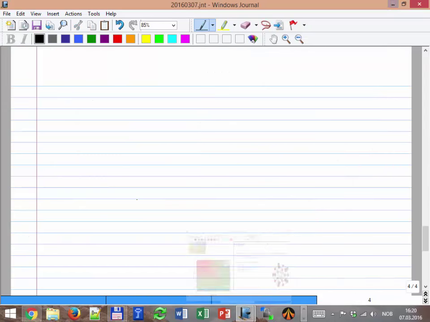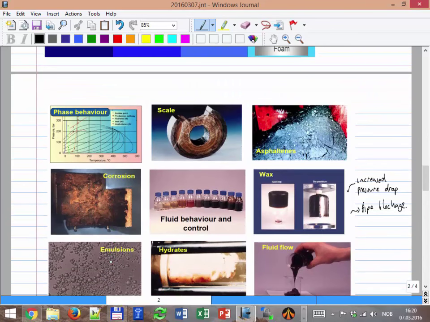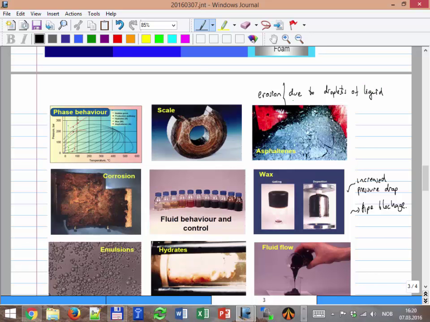Oh, yeah, I forgot one more. We have also erosion. Erosion due to droplets of liquid, due to gas bubbles. Maybe they are high speed drops of liquid that impinge on different parts. Let's say, for example, we have an elbow and a flow of gas with some droplets of liquid, and they begin to hit this elbow very much. The effect of all of these droplets hitting there all the time, every day, is going to cause some problems in the integrity of the pipe.